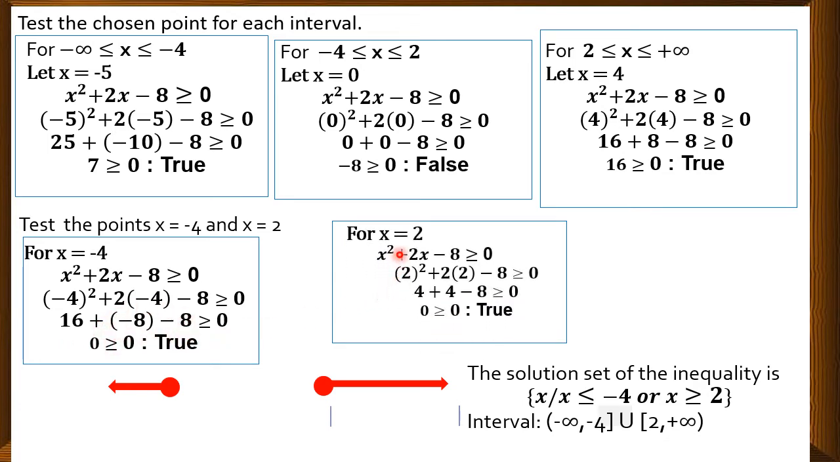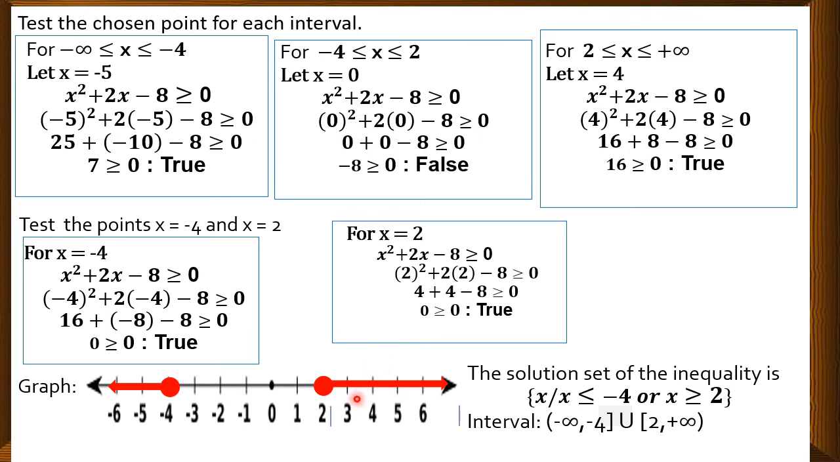Last, for x is equal to 2, copy the original inequality, substitute x by 2. So we have 2 squared, that is equal to 4. 2 times 2 is 4. Bring down -8 is greater than or equal to 0. So 4 plus 4 minus 8 is 0. Greater than or equal to 0, which is also a true inequality. Therefore, this is also part of the solution. So for a graph, we have here solid circle at 2 because it's part also of the solution.